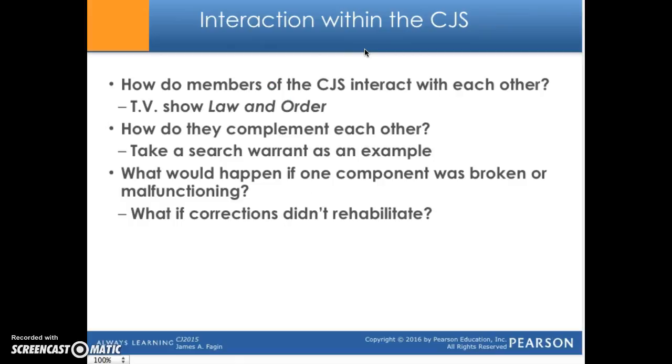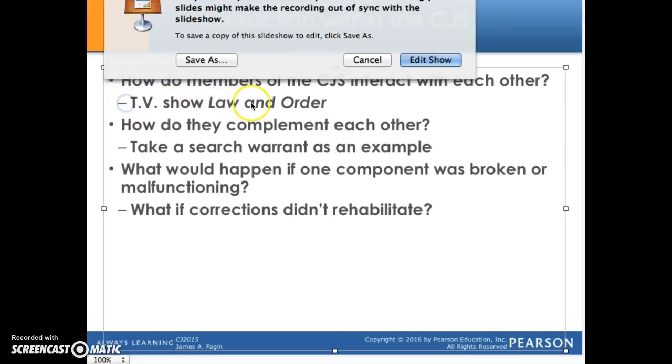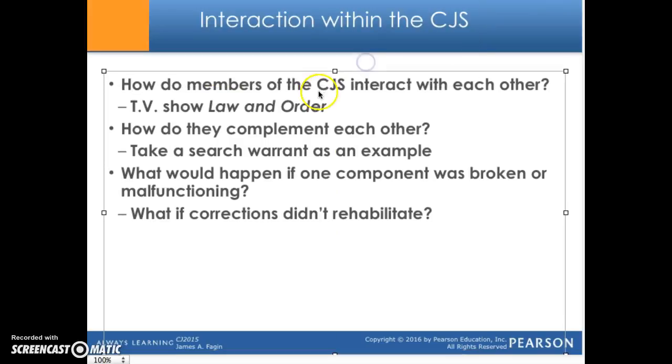So this week's discussion board asks about an interaction within the criminal justice system and how the 3 components work with each other and how they interact with each other. So how do members of the criminal justice system interact with each other? Well, I think if you take a look at the TV show Law and Order, for example, there's always an interaction between the police investigator and the district attorney. So that's a good example of how they interact with each other.